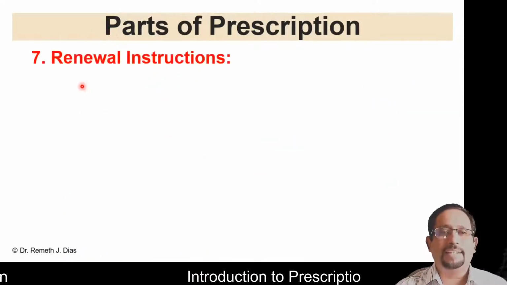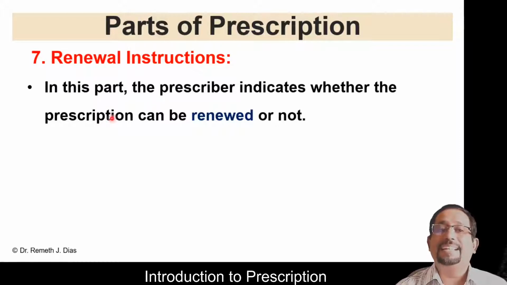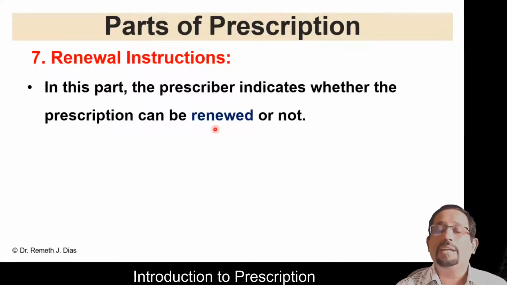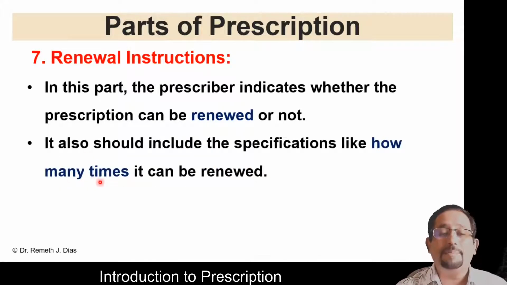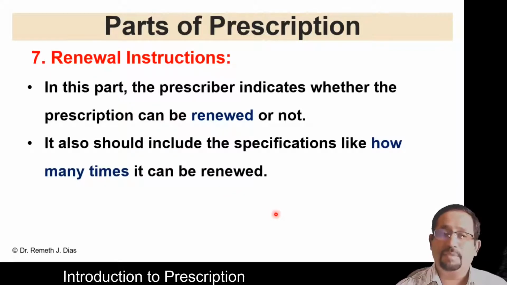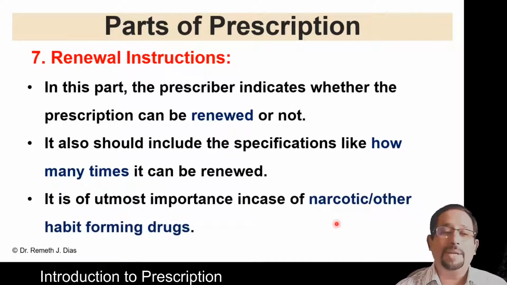Part 7 is renewal instruction, which is important so that the pharmacist can decide whether it should be dispensed or not for the second time. How many times it can be dispensed is clearly written in the prescription by the prescriber. This is very important in case of narcotic and other habit forming drugs.